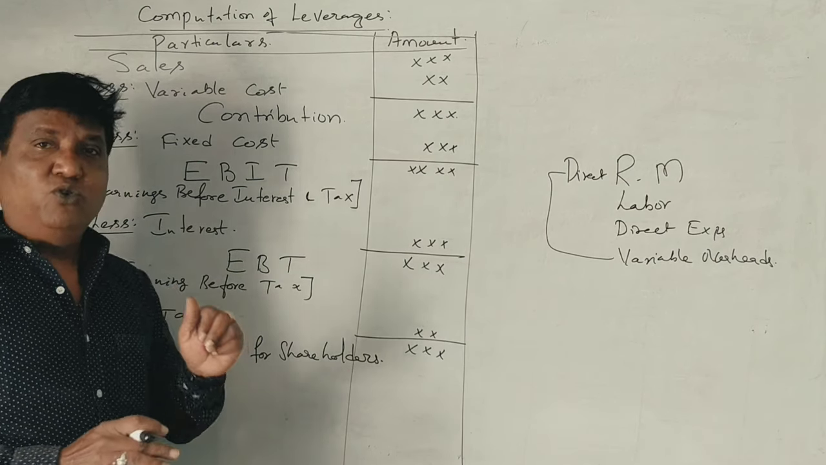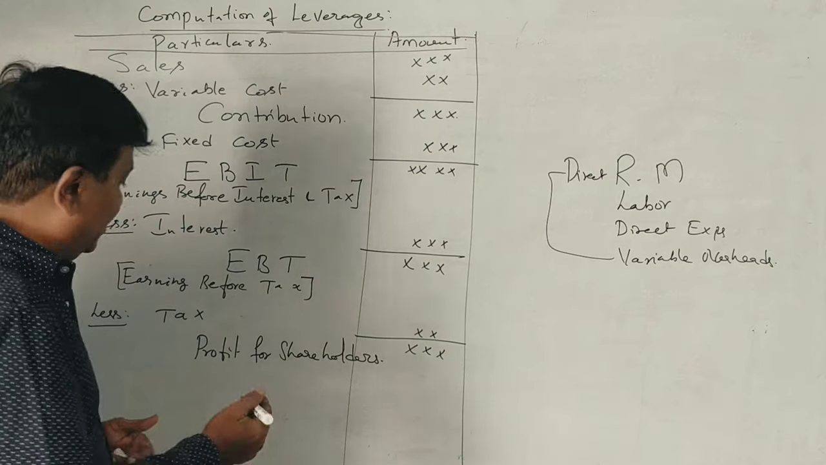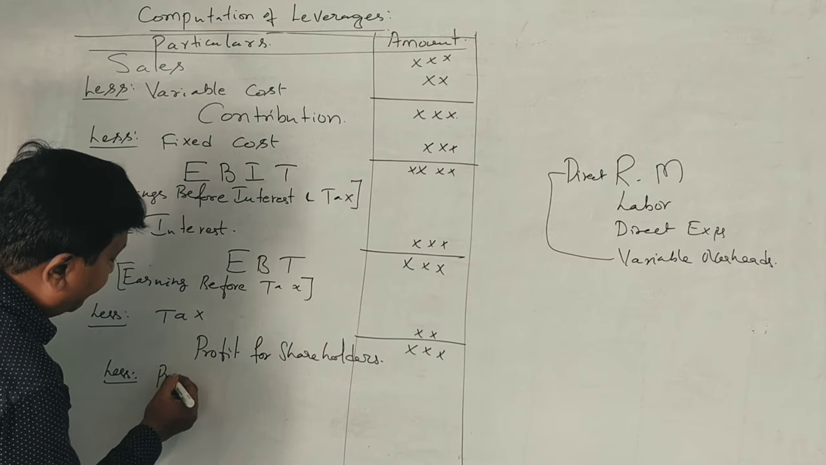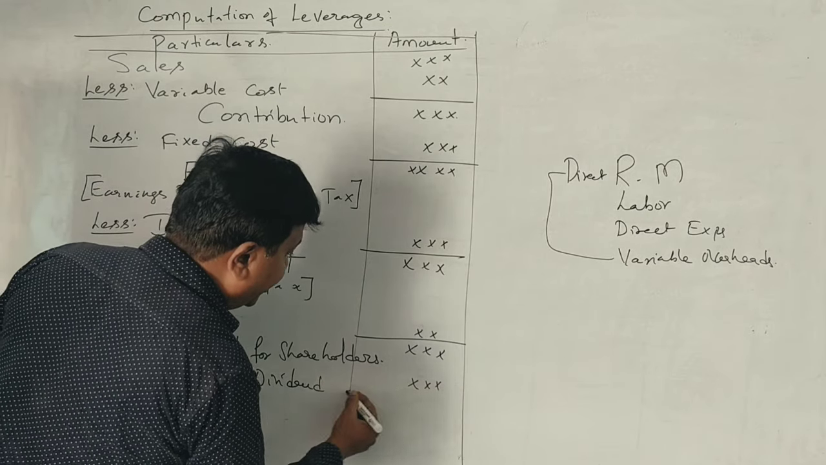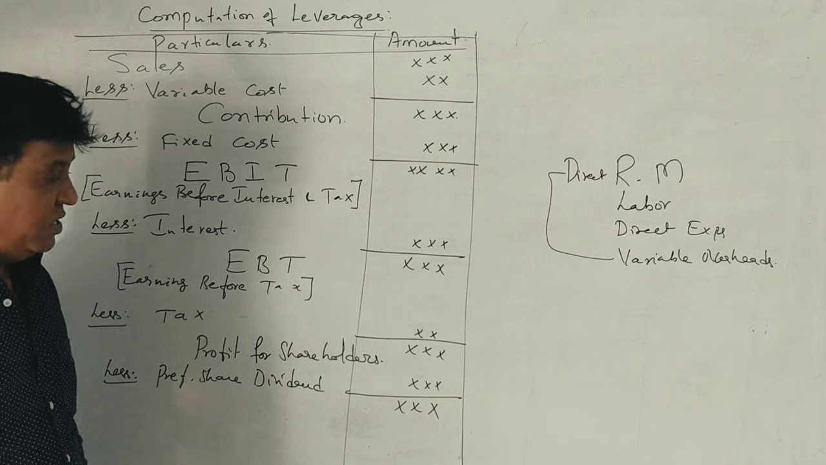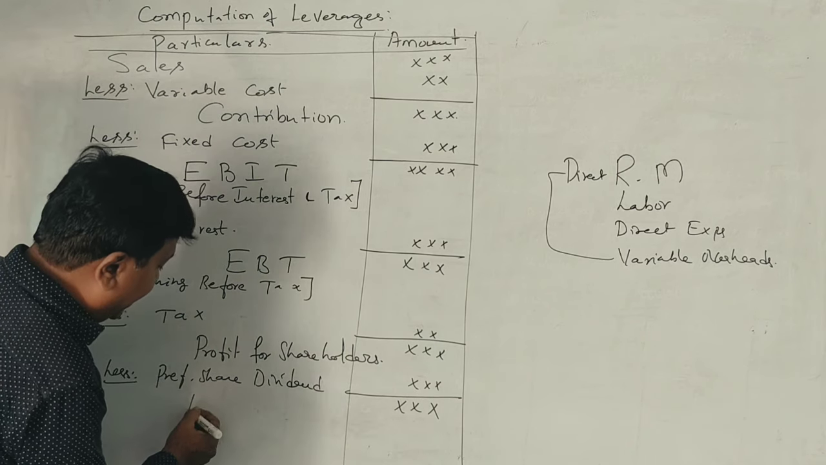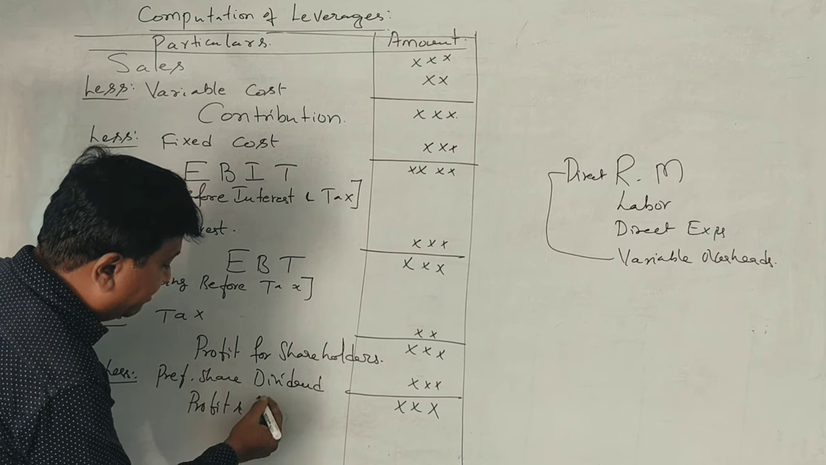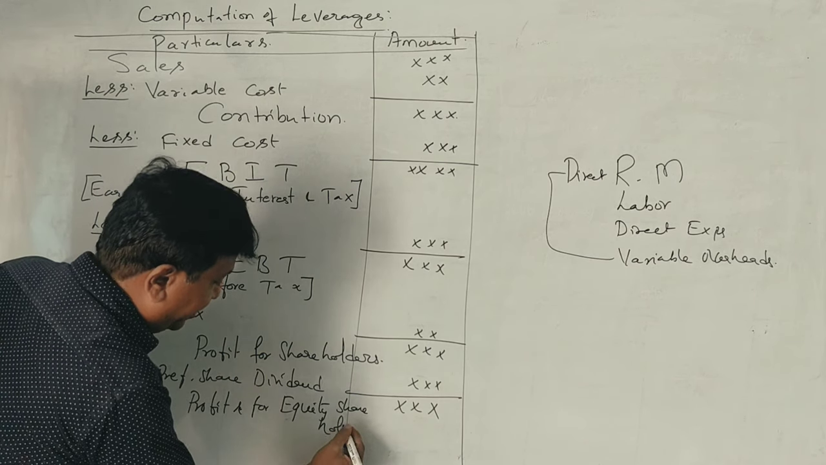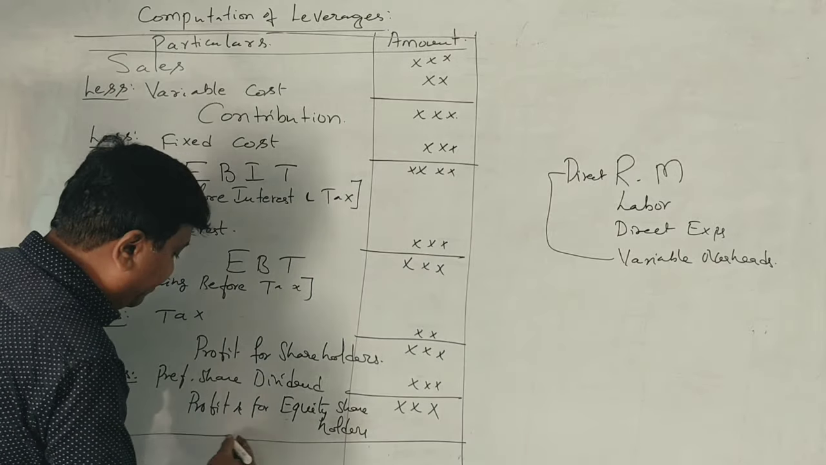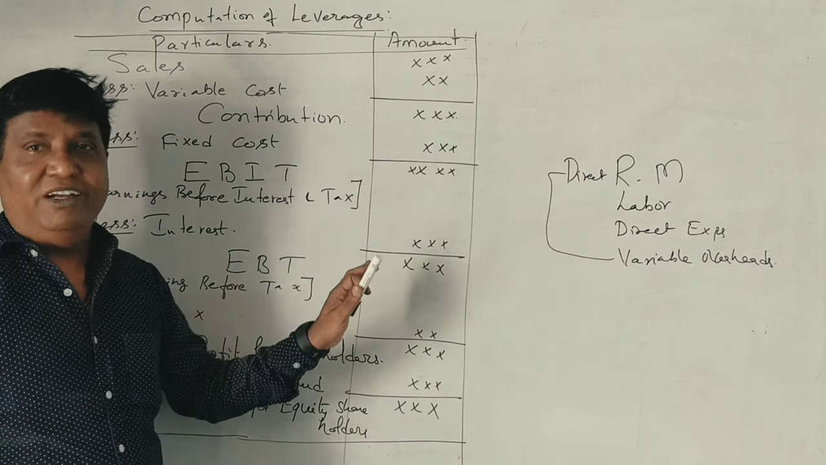From these profits, to whom do we have to pay first? We pay the preference shareholders their dividend first. So from this, I deduct preference share dividend. Whatever profits are available after deducting preference dividend, for whom are they? Loudly. Equity shareholders. This is the profit available for equity shareholders. So this is the format for calculation of leverages.